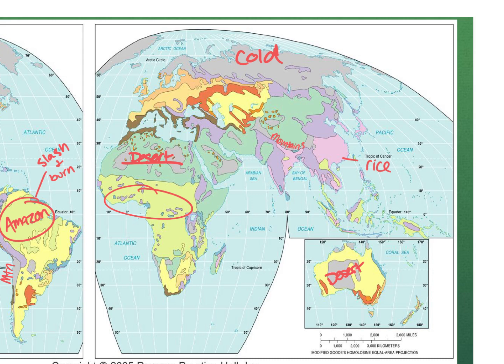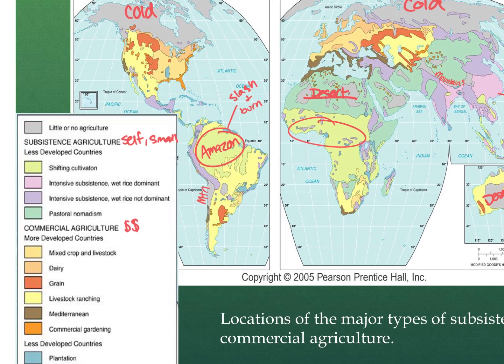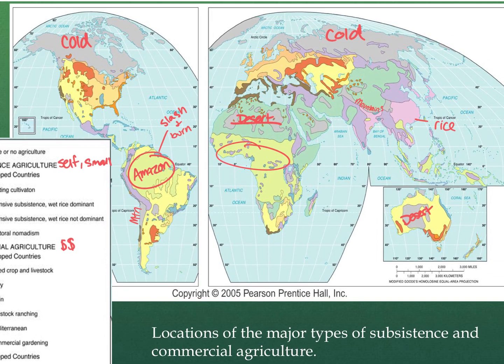The purple color says wet rice not dominant, but it's still intensive subsistence. So it still takes a lot of people or a lot of human labor to work it, but it's just not rice. It's things like potatoes or cassava or things like that. And again, it's in Asia, right? Central Asia, East Asia, Southeast Asia is where all of that purple is, right? So intensive work.